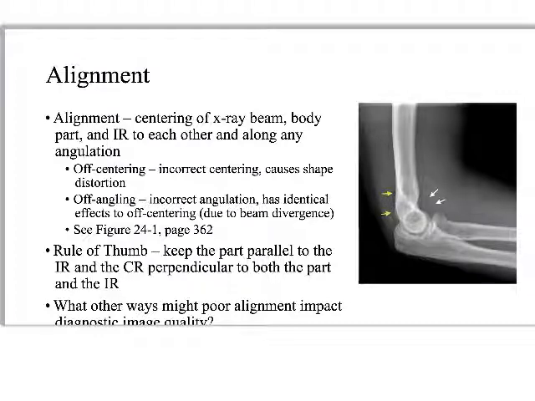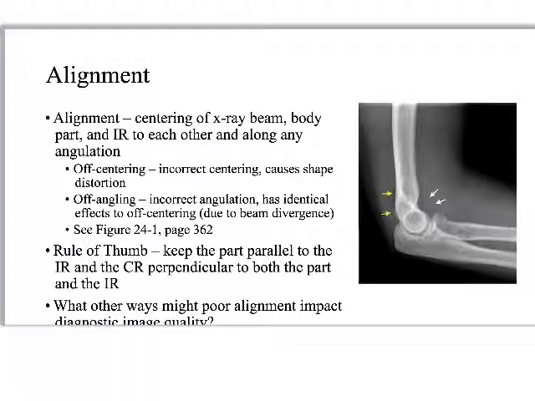So a good example of that would be the knee joint. We want to be as centered as possible on the actual joint. If we are off-centered from the knee joint, that joint will start to close up because of beam divergence. Okay? So off-centering, if it gets pronounced enough, will start to cause shape distortion, and this again is also because of beam divergence. Off-angling has the exact same effect as off-centering.